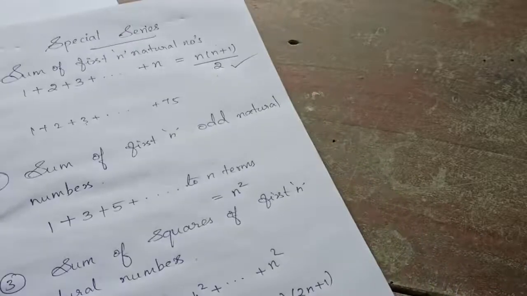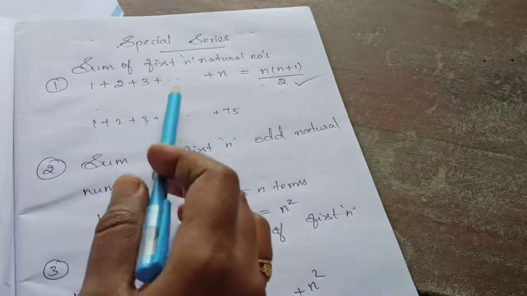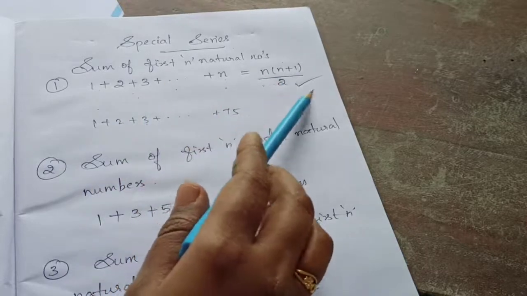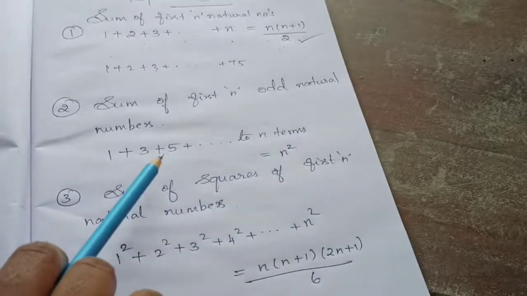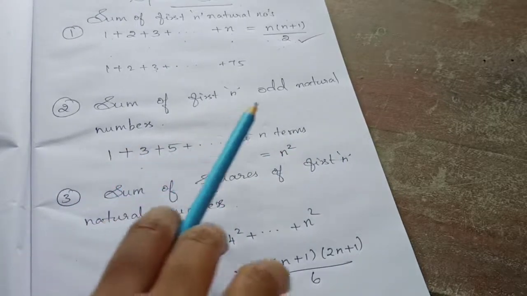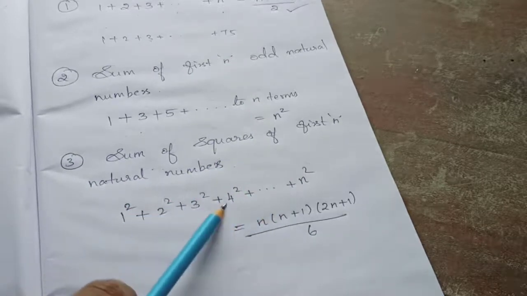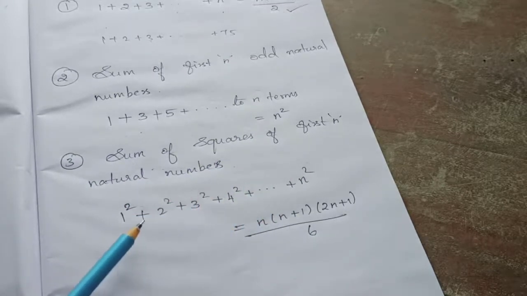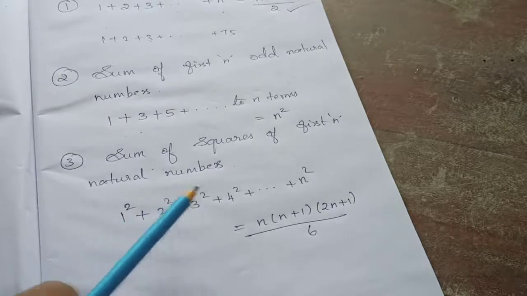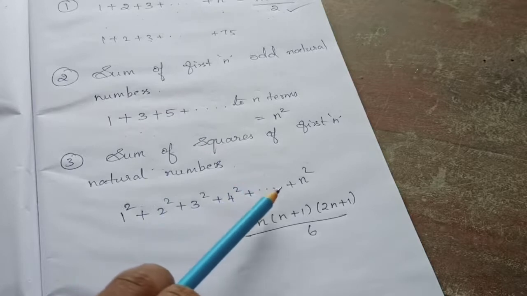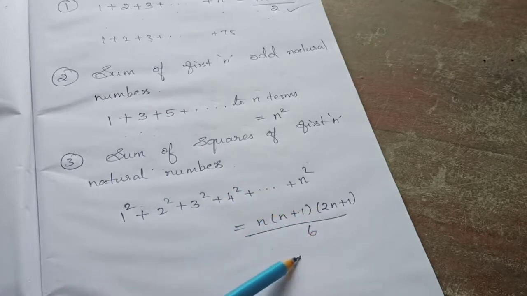Okay, so 3 formulas we wrote, just learn them. Sum of first n natural numbers means 1 plus 2 plus up to n, that is n into n plus 1 by 2. First n odd natural numbers means odd terms only we are going to find. 1 plus 3 plus 5 plus up to n terms is equal to n square. Then sum of squares of first n natural numbers means we take the square and then add. So 1 square plus 2 square plus 3 square plus 4 square plus up to n square means this formula, n into n plus 1 into 2n plus 1 by 6.